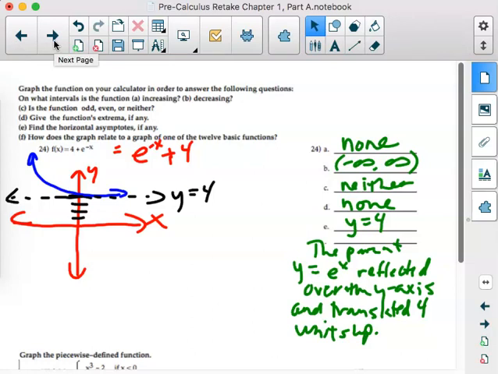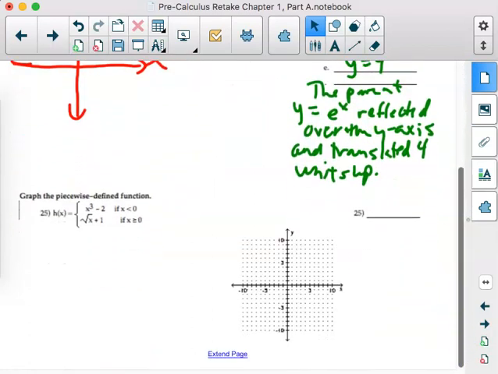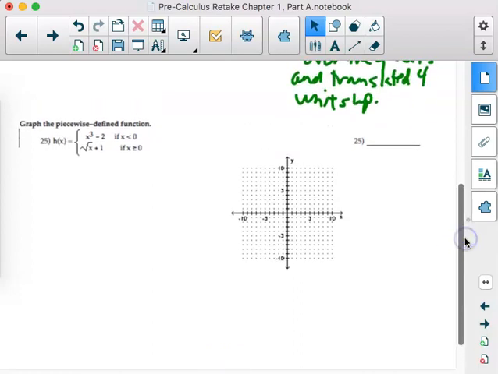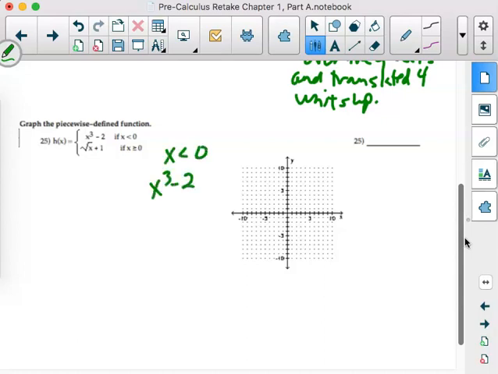So how does the graph relate? Means describe those transformations. And then we had the two piecewise at the end here. So for the piecewise, again, what you want to do is remember that only part of the graph is used for each one of these expressions that we see up here. So when x is less than 0, we are supposed to use x cubed minus 2.